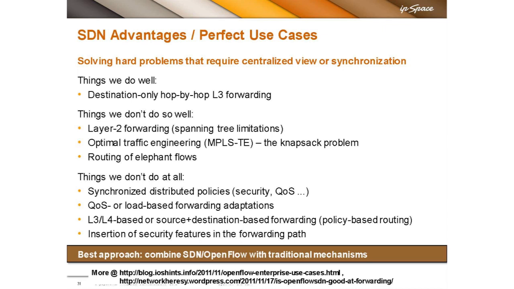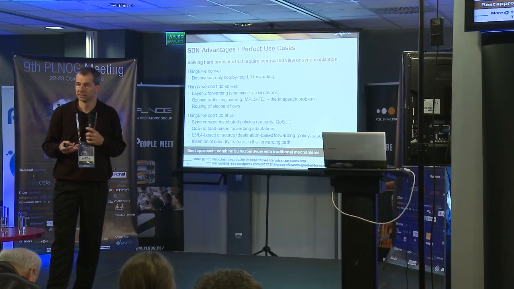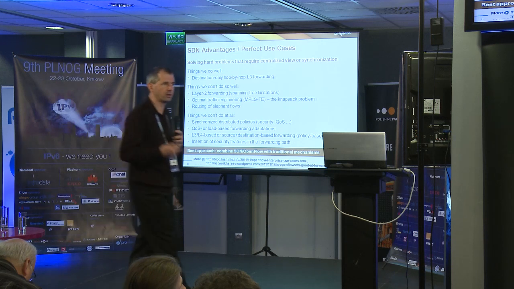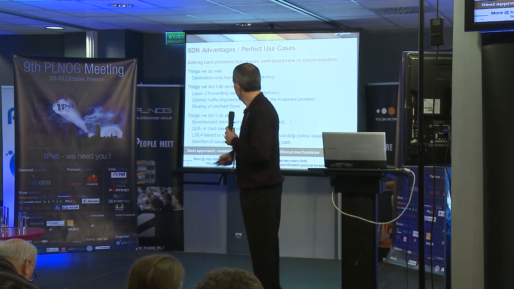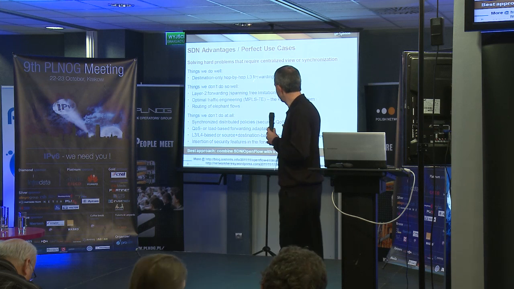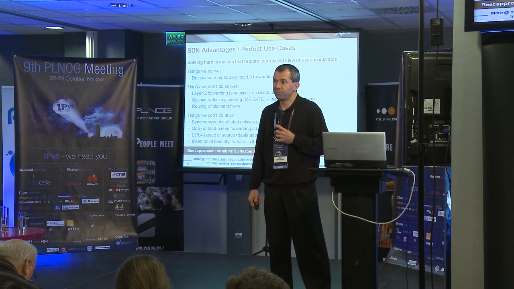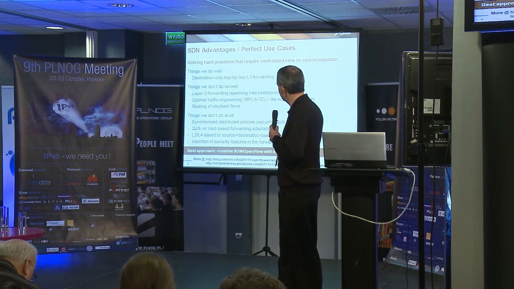In reality, there are so many things that we don't do well. There are so many things that we could solve with SDN or OpenFlow or whatever you want to call it. But no one is focused on these things. So we do destination-only hop-by-hop layer 3 forwarding pretty well. And yet, everyone is focusing their controllers on this thing. Does that make sense? No.